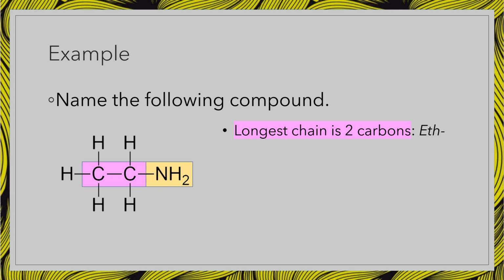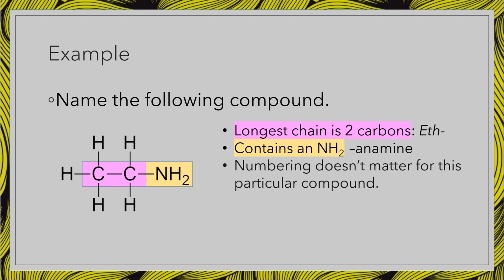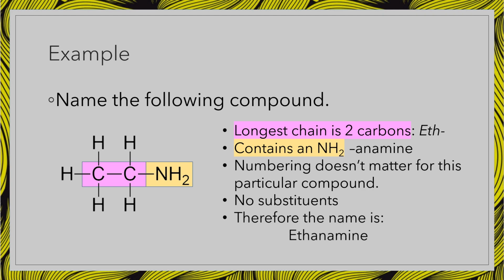Longest chain is 2 carbons, sorry. It's eth. It contains an NH2, so it's amine, so it's ethanamine. Numbering doesn't matter for this particular compound just because there's nothing else there. It will always be number 1. And there's no substituents, and so therefore the name is ethanamine. Okay.